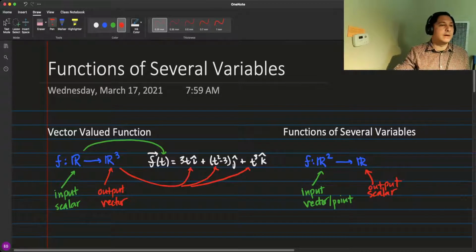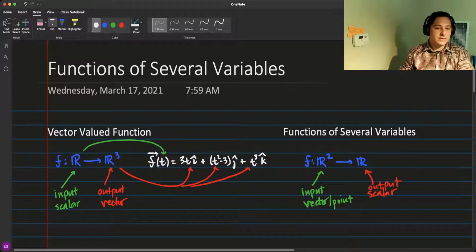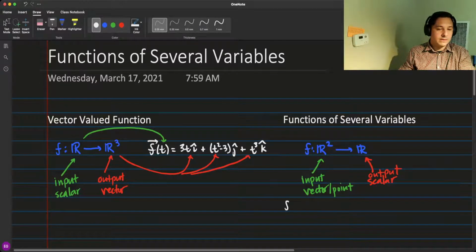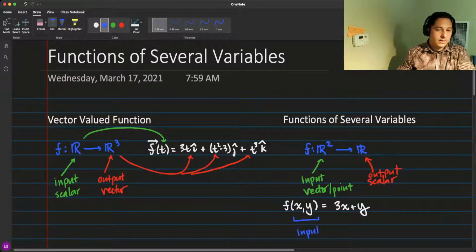So something like this, we would write it like so. If you look at the vector valued function, do you see I have f with a vector arrow over it? If you have a function of several variables, that would be written like this. f of x y equals, I don't know, 3x plus y. So what this is telling you here is that your input is this point in the plane, x comma y, or these two values, x and y. And then your output is this singular number. Notice there's no i, j, or k.